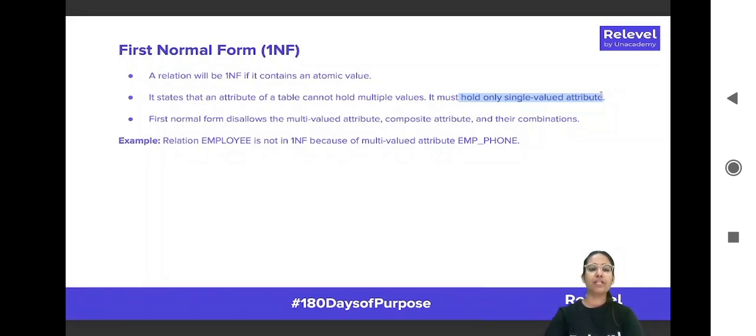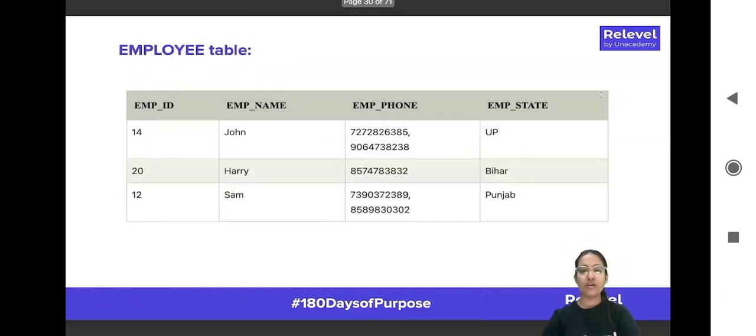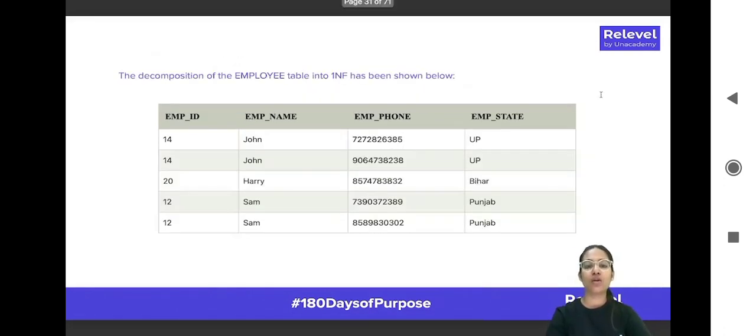For example, you will see that this employee table over here is not in first normal form because of the attribute employee phone. Here you can see for John and Sam there are multi-valued attributes present, right? For the employee phone attribute, the values are multiple. For John there are 2 phone numbers, for Sam there are 2 phone numbers. This kind of structure is prohibited if you want to make sure that the very first step of normalization is achieved. So this table right now is not in first normal form.